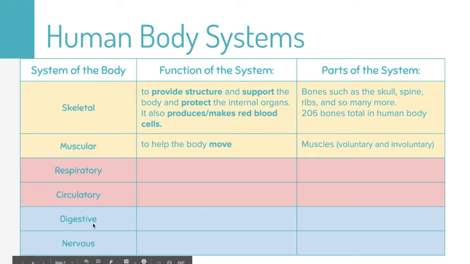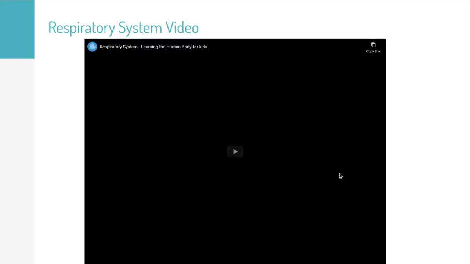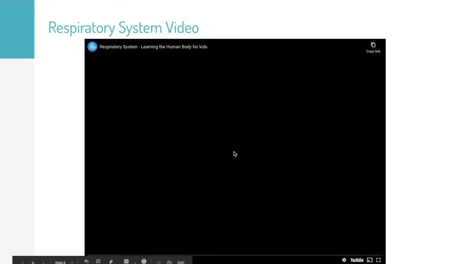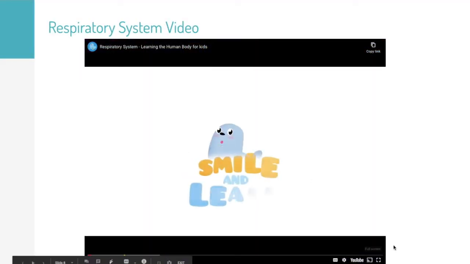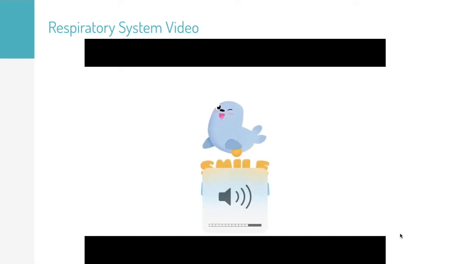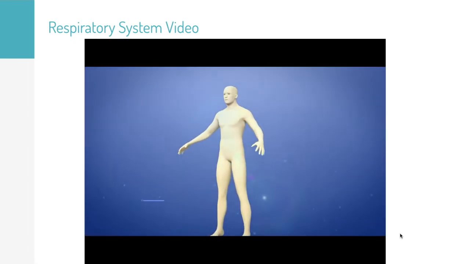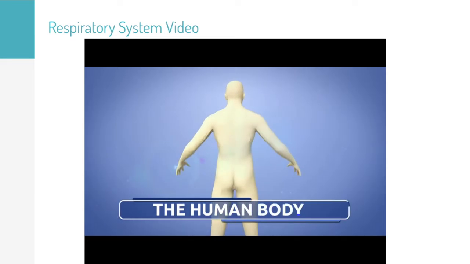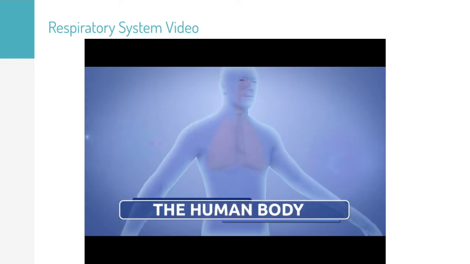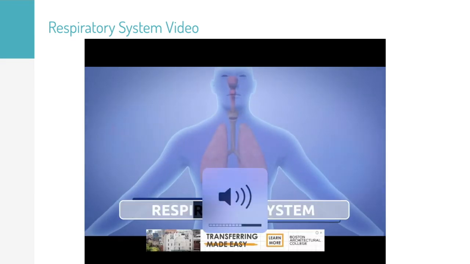So today, as I said before, we're going to be covering the respiratory and circulatory systems, and by the end of the lesson, you should have filled out the next 2 rows in the chart that you have put into your science notebook. All right. Systems of the human body. The respiratory system.